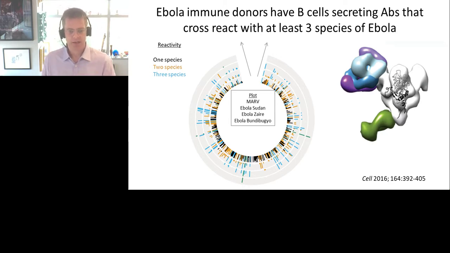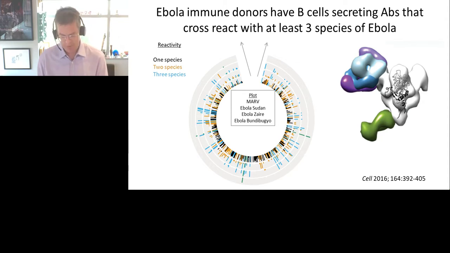So this is a study that we did, published in 2016, of Ebola immune donor repertoires. And when we did that, this is a Circos plot, we actually were looking not only for Ebola Zaire reactive antibodies, but also broad pan-Ebola virus, which would be Sudan, Zaire, and Bundibugyo, or pan-filovirus, which would also include Marburg. And we saw reactivity in 3 species pretty frequently. So this suggested you could get single antibodies that would get all species of Ebola, and maybe that you could make a vaccine for all 3.